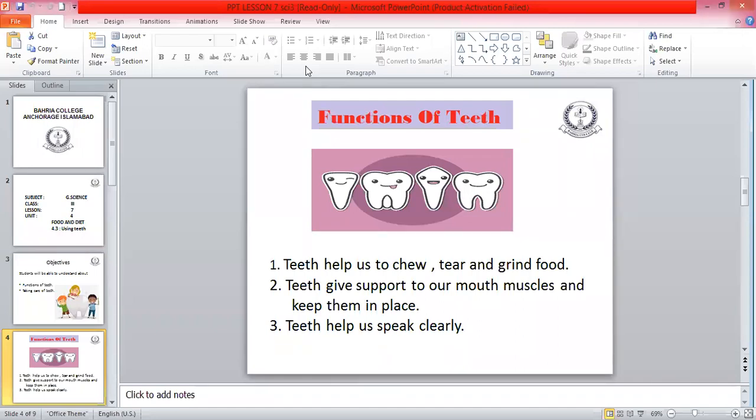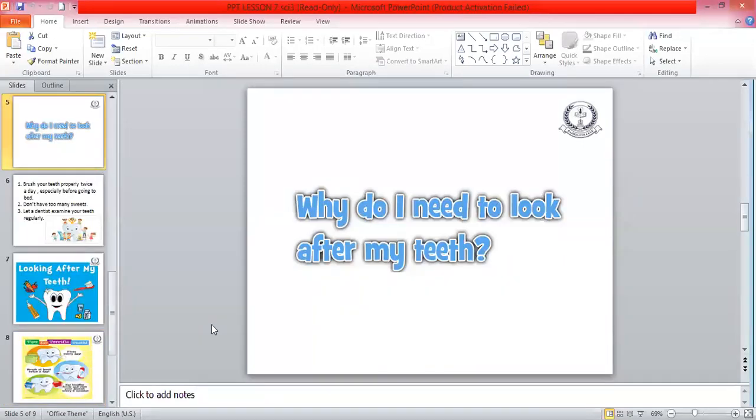They help us in uttering the words as well. When we make different kinds of sounds, they all are helped by our teeth. Our teeth support whatever we speak, right? Okay. So quickly recall it. The first one is that they help us to chew, tear, and grind the food, right? Then they give support to our mouth muscles and keep them in place, and they help us to speak clearly, right?